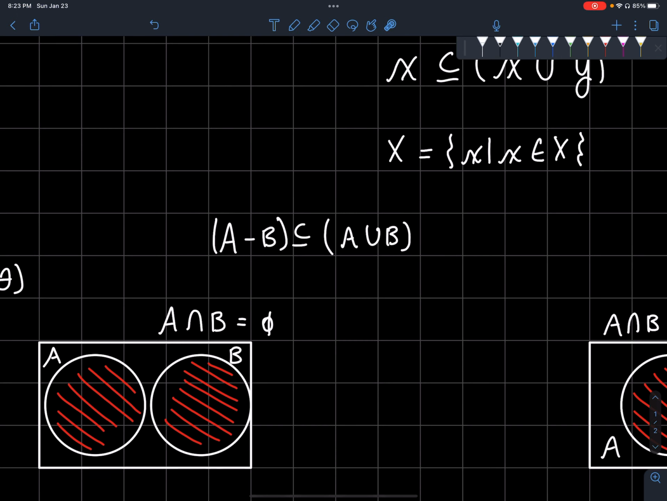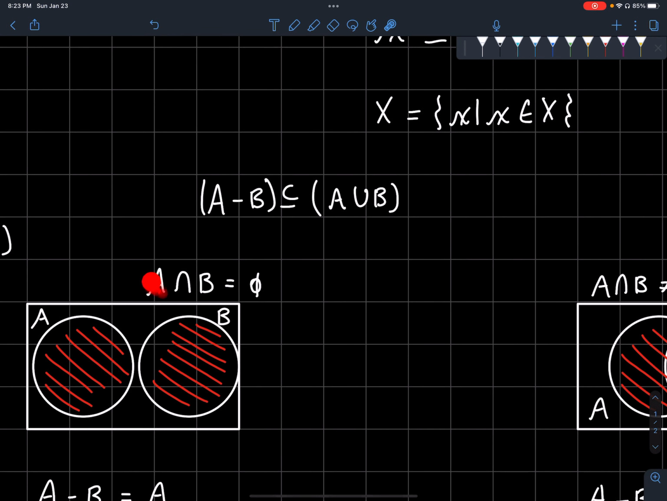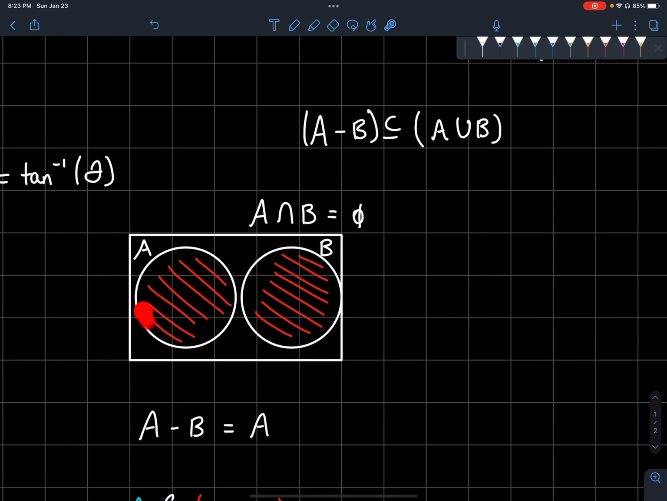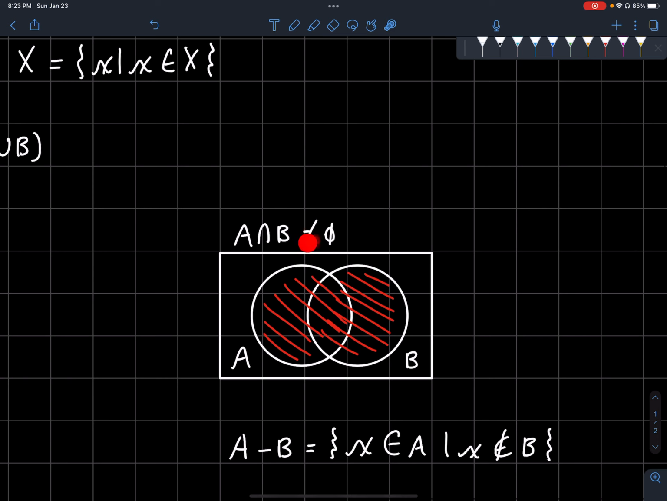And well, there's two different possibilities because we don't know the relationship between A and B. Two possibilities are that the intersection between A and B is an empty set, so there's no crossover, there's no mixing in between A and B. That's situation one. Situation two is the intersection between A and B does not equal an empty set, meaning that A and B do cross over each other and they do intersect.